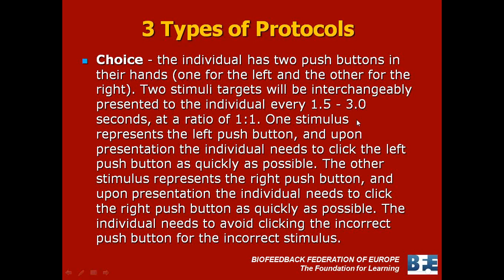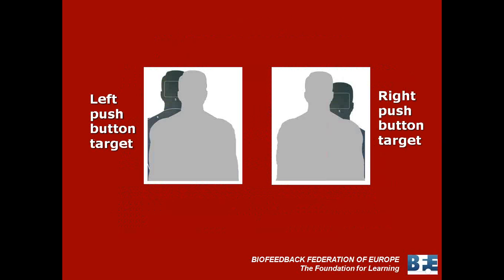Now, one of the stimulus pictures represents the left push button, and so whenever that stimulus is presented, the individual needs to click the left push button as quickly as possible. The second stimulus represents the right push button, and whenever that stimulus is presented, the person needs to click the right push button as quickly as possible. The individual needs to avoid clicking the incorrect push button for the incorrect stimulus.